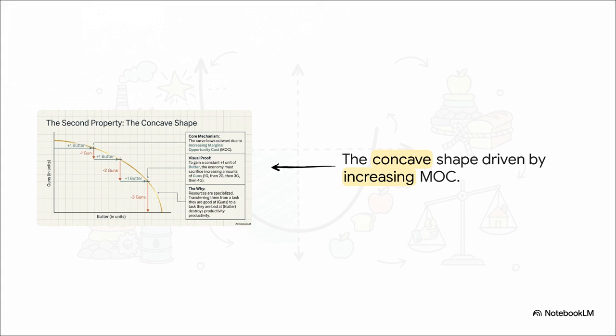Resources are highly specialized. As you aggressively transfer resources from a task they are absolutely great at, like making guns, to a task they are terrible at, like making butter, you destroy productivity. You end up having to transfer more and more resources over just to get that same single unit of butter.